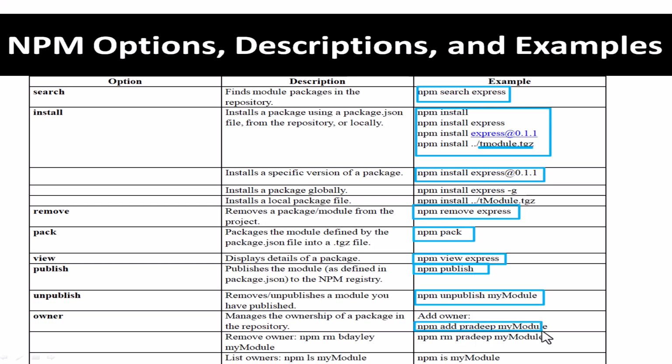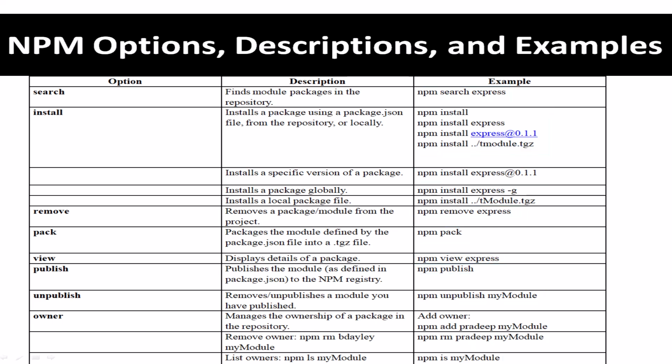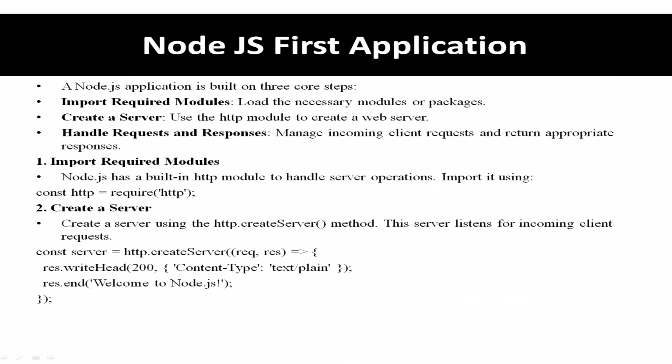If you want to add an owner, you can add owner, the name is Pradeep, followed by my module. Next, if you want to remove the owner, you can remove the owner by using npm owner rm, where rm stands for remove, then the name of the owner, Pradeep, my module. Next, list of owners, npm owner ls my module, which is going to list who the owners are. That will be listed.